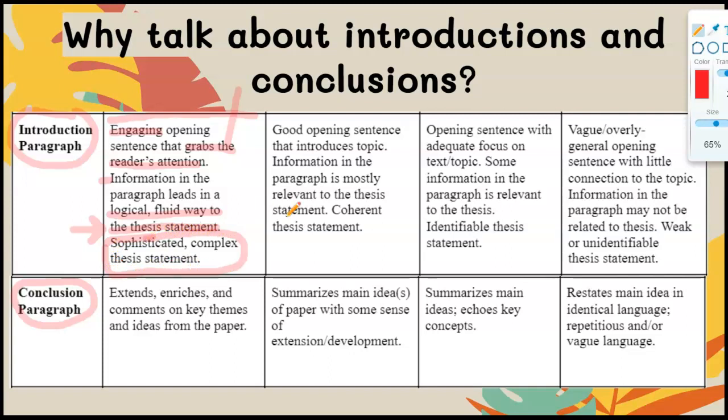And notice how the introduction assessment also identifies that the thesis statement is located there, at the end of your introduction. If you're looking at your conclusion paragraph, and you want to exceed standards, you are going to extend, enrich, and comment on key themes or ideas from the paper. That seems kind of vague, but that's exactly what this video is all about. So don't poop your pants, everybody. We're going to talk about it. But ultimately, you want to make sure that your introduction and your conclusion at least meet standards for this paper.